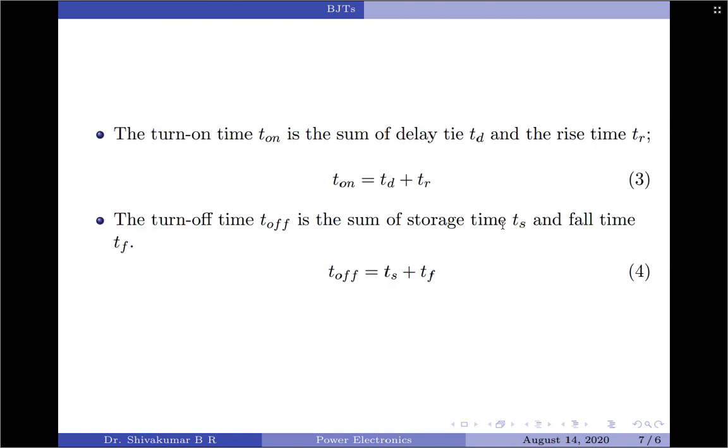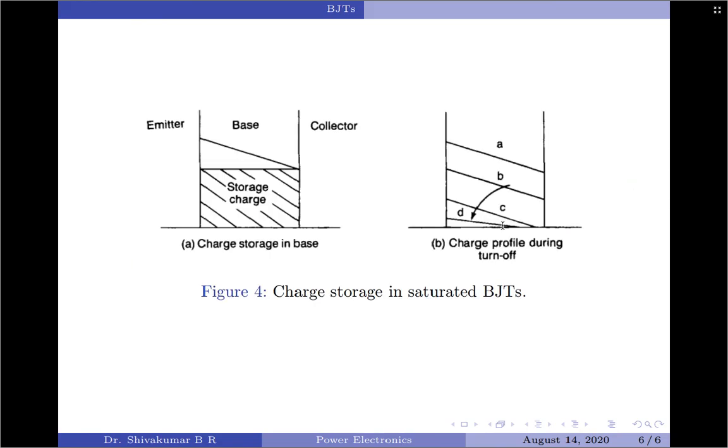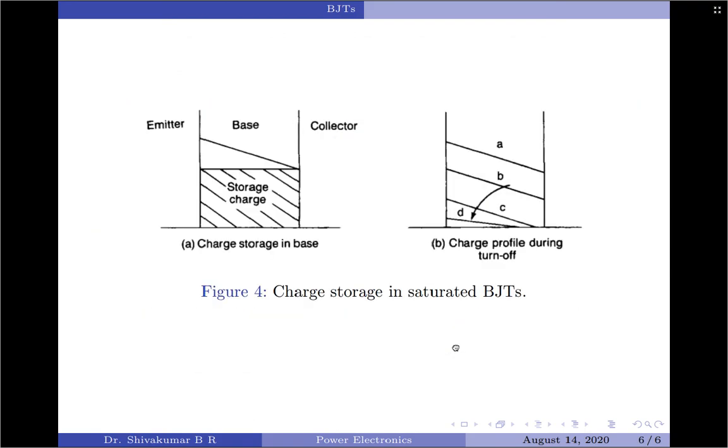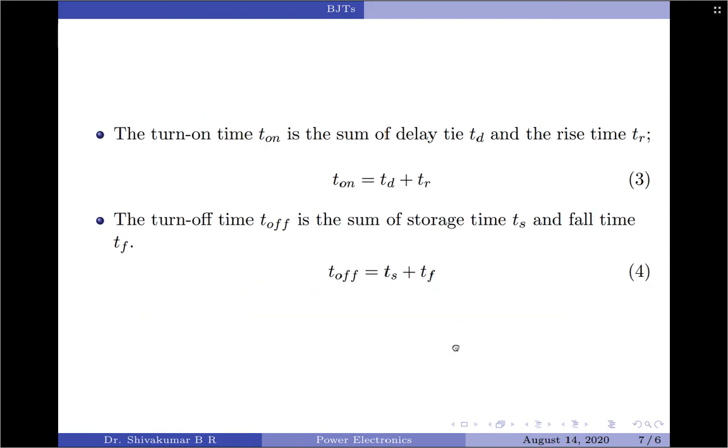We finally state that the overall turn on time of the transistor is simply the sum of the delay time plus the rise time. Similarly, the total turn off time of the transistor is the sum of storage time plus fall time. So, we will represent the same in terms of equations. T on equals TD plus TR, and T off equals Ts plus Tf. Right. So that is about the switching characteristics of the BJT.